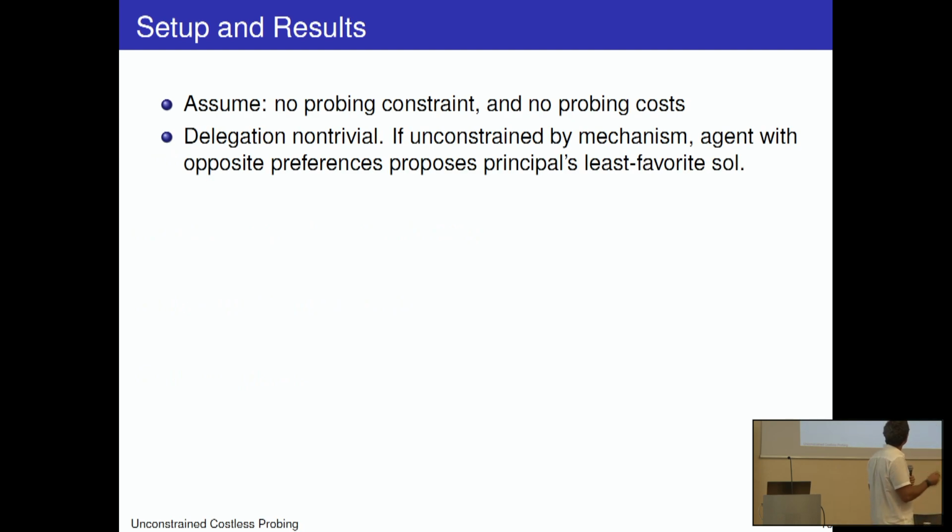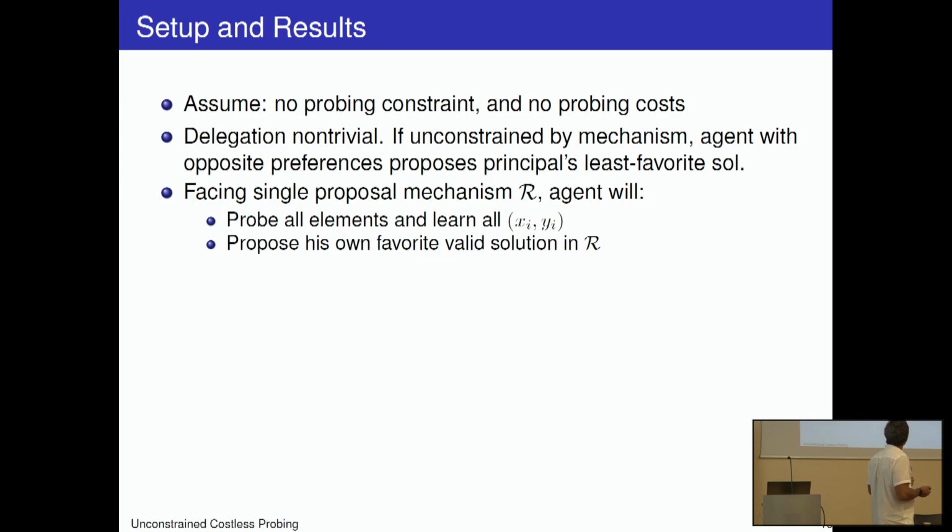So now I'm going to make the problem very simple and say there are no probing constraints and no probing costs, right? Even here, it turns out the problem is highly non-trivial. Because if you think about it for a second, if your mechanism does nothing and says to the agent, hey, explore as you see fit and suggest a solution, what the agent will do if they have opposite preferences to the principal is just propose the principal's ex post worst solution, right? And obviously, that can be arbitrarily bad.